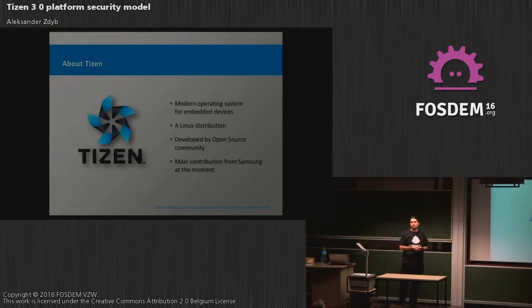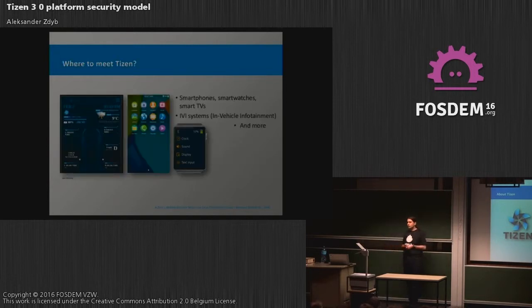And shortly about Tizen, so we know where it all came from. But as I said at the beginning, it is so generic that it can be applied to every Linux distribution. First of all, Tizen was designed for embedded devices, mainly smartphones, smartwatches, but it's a normal Linux distribution. It's developed by the open source community. At the moment, the main contribution is made by Samsung, but it's open source. You can go to Tizen.org, download all the sources and put them on the device of your choice, for example, Raspberry Pi, and so on.